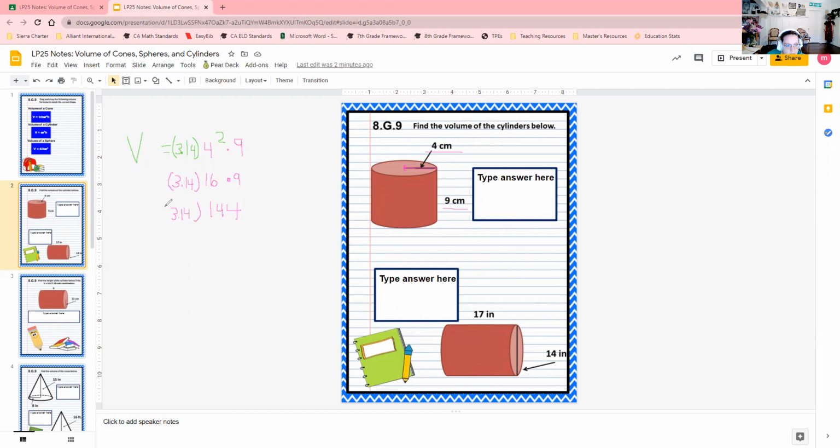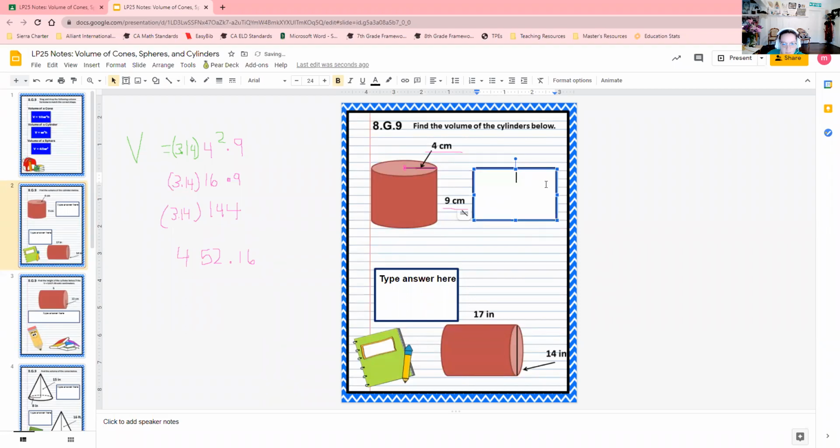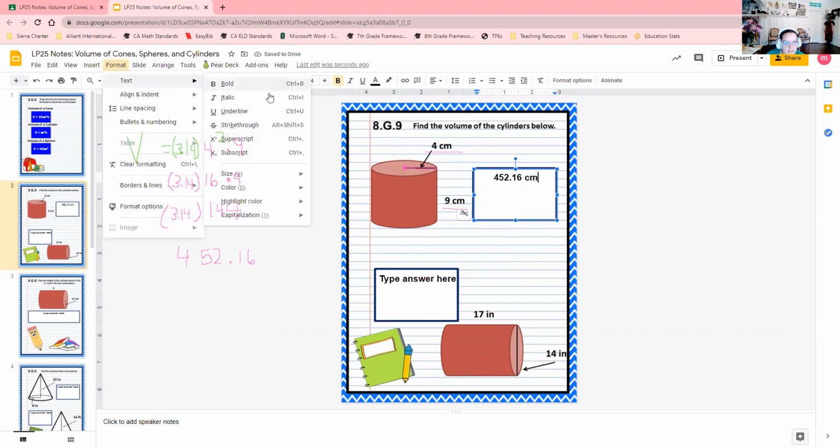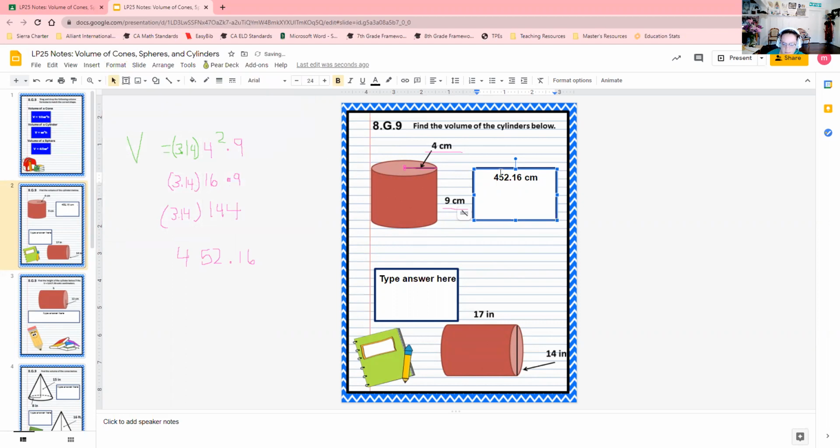144 times 3.14 gives us 452.16. Boom, there it is. Okay, that is our mathematical answer. The last step is it's important to label with our units. So that is a volume, that is 3 dimensions, and we're measuring in centimeters. So we would say we have centimeters, and remember, go format, text, superscript to give that centimeters cubed.